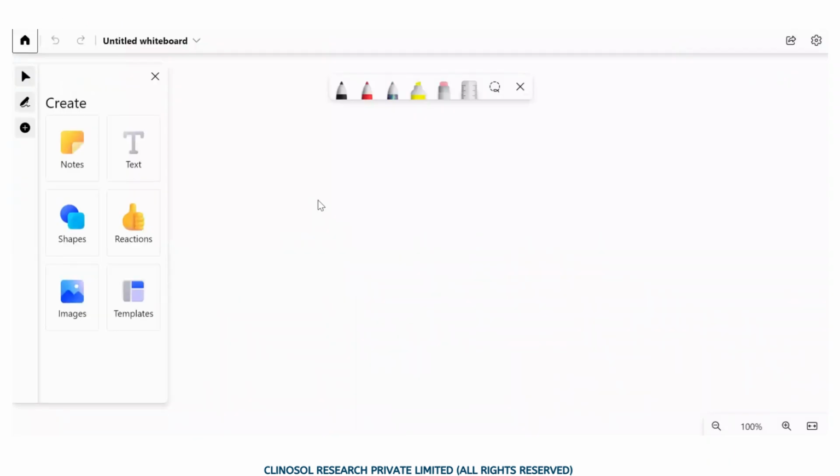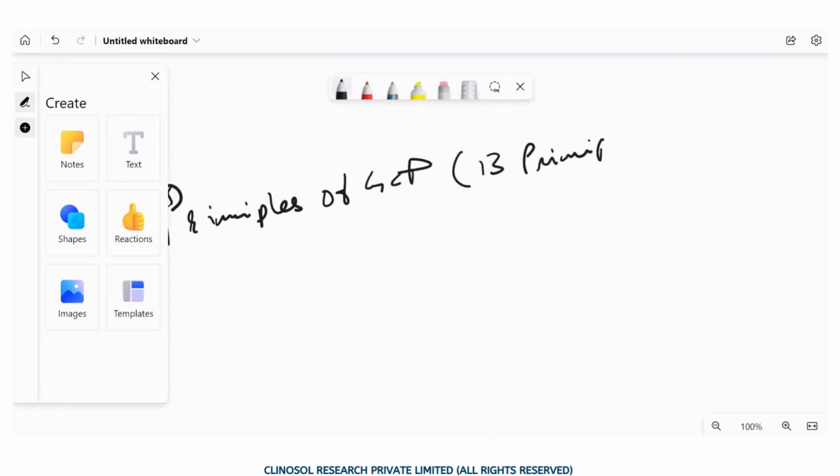Okay, so principles of GCP. The first point to be noted is there are 13 principles. If any of these principles is not being followed or maintained, then we call it a GCP finding, which is the biggest finding, and all clinical trials should follow these 13 principles.